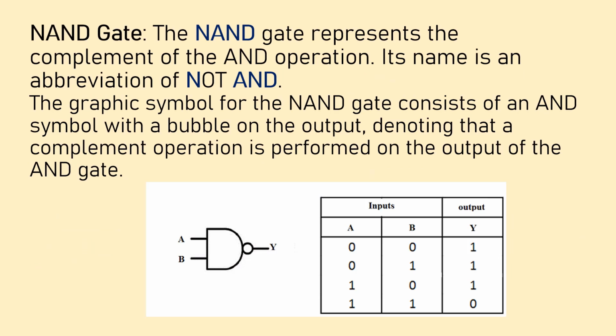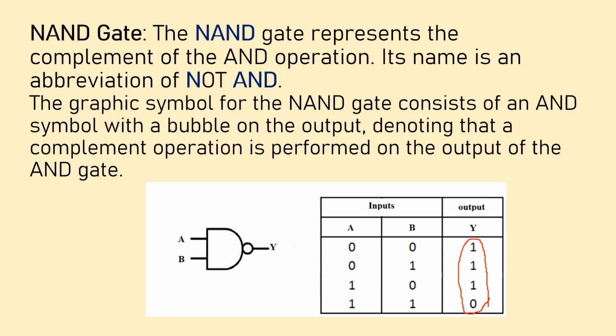So starting with the NAND gate. The NAND gate represents the complement of the AND operation. Now if you carefully look into the truth table of the NAND gate, and compare it with the AND operation, you find that the output of the NAND gate is just the complement or opposite of the AND operation.